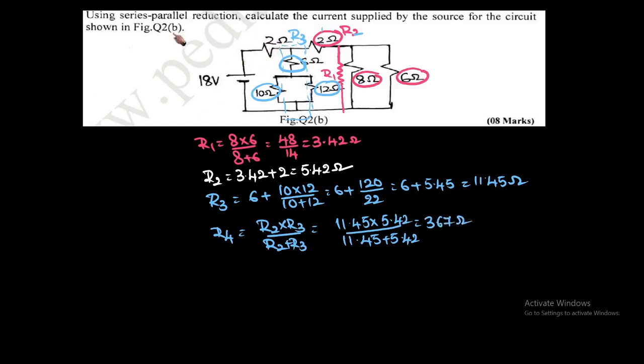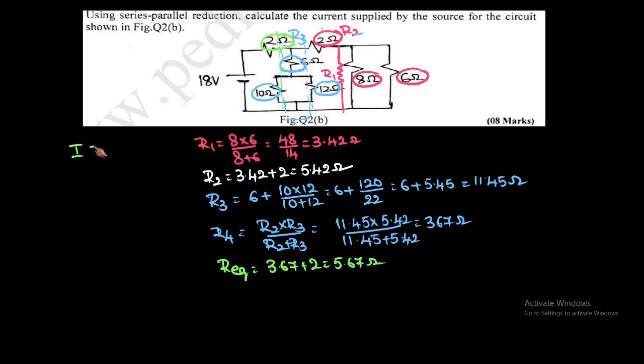Finally, up to this point you got. So up to here you got. So this 2 ohms resistor will be in series with respect to R4. So finally we can write R equivalent will be 3.67 plus 2. What is the answer? 5.67 ohms. So we can write it as the final answer.